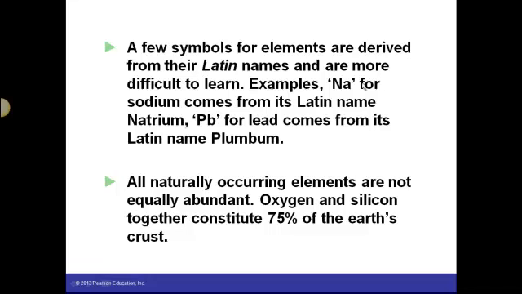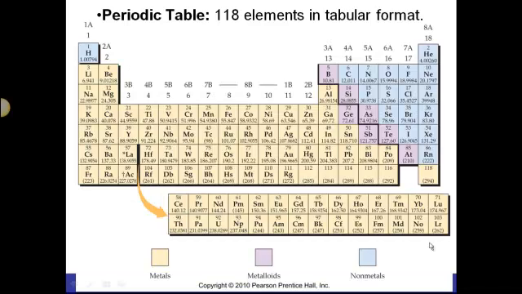So you can see some of the nomenclature is a little bit more difficult because it comes from their Latin terminology. And then we also said that the elements are not equal in their abundance on the Earth. Oxygen and silicon together constitute about 75% of the Earth's crust, for example. So all of the known elements are housed on the periodic table.